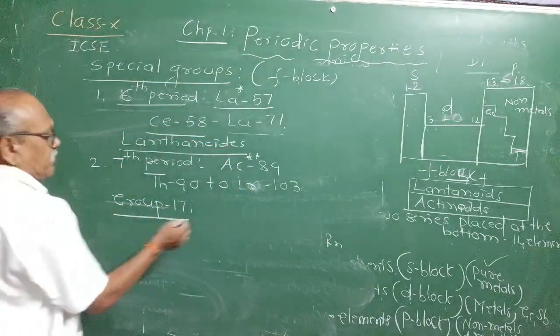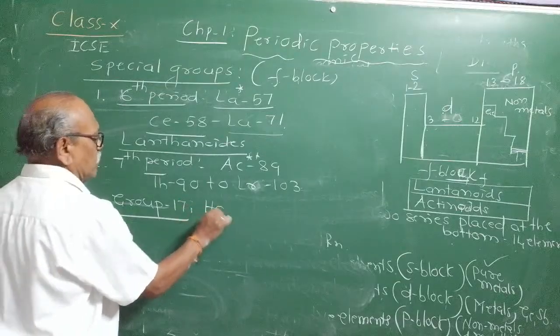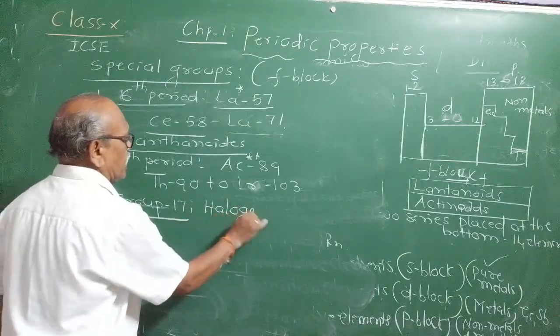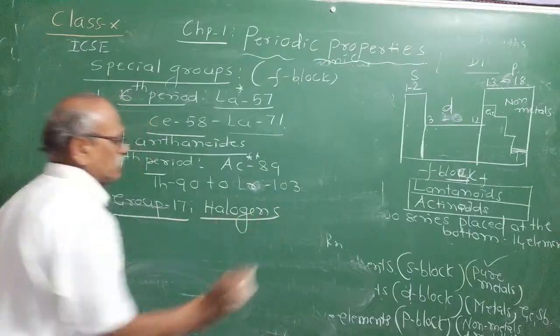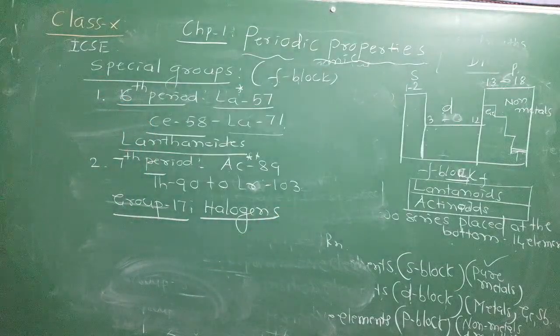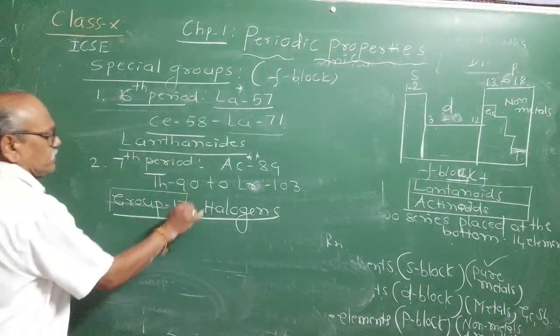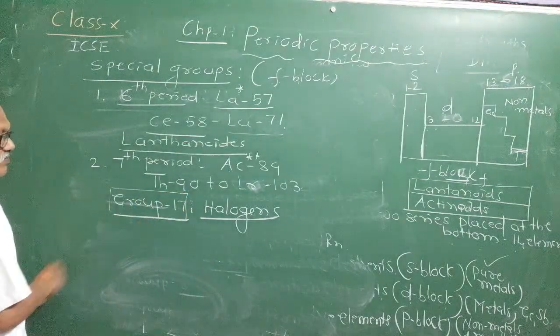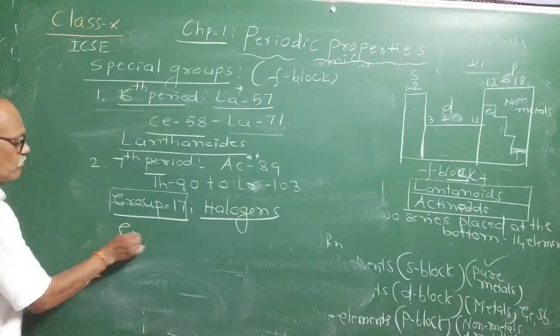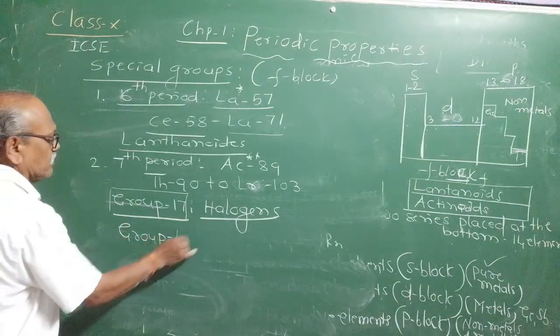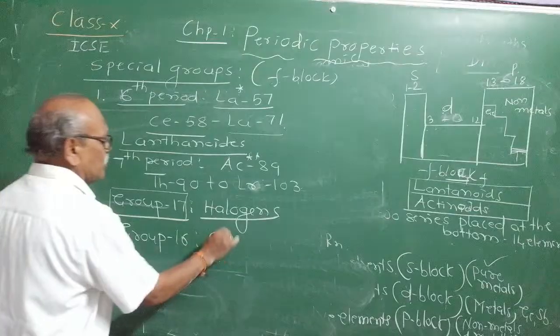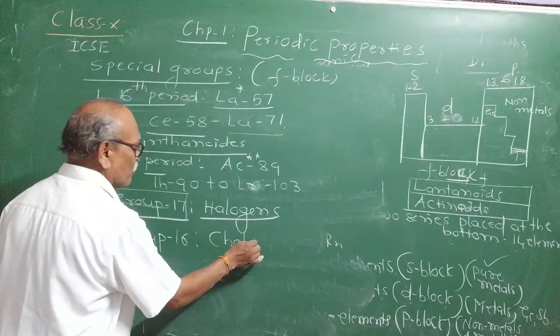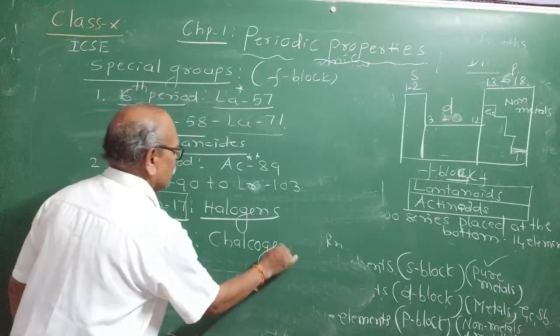Group 17 are called as halogens. Don't make any hurry-burry things. Learn step by step. I will teach you. Don't worry. I know, complete syllabus. Group 17, halogens. Anybody knows what group 16 is called as? Remember, they are called as chalcogens. Chalcogens. Just remember.